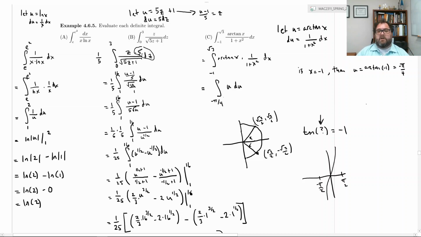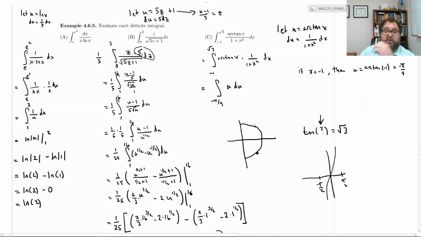Now, what about the upper limit? So, instead of tan of question mark equals negative 1, we have tan of question mark equals radical 3. But we basically need to ask ourselves the same question. What angle do we have over here where if you take the ratio of the x and y coordinates, you get radical 3? Well, hopefully radical 3 rings some bells, because we do have radical 3's involved on our unit circle. So let's see.